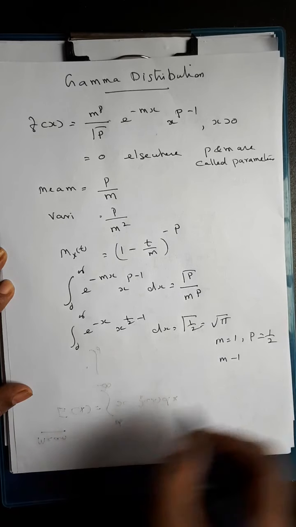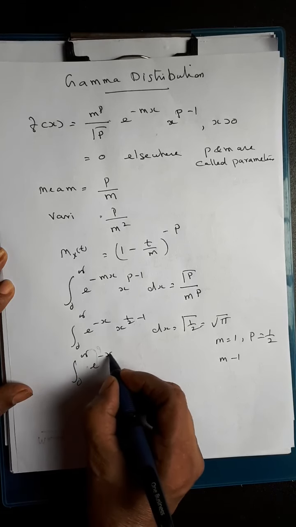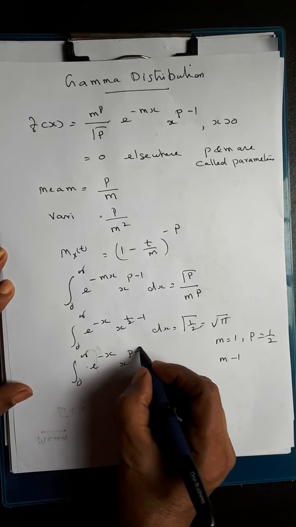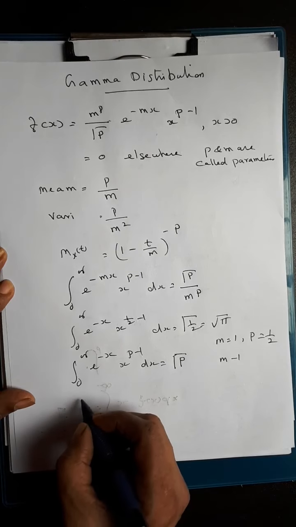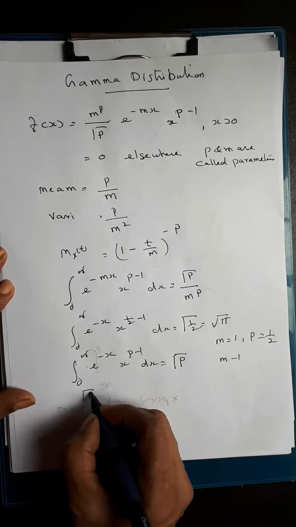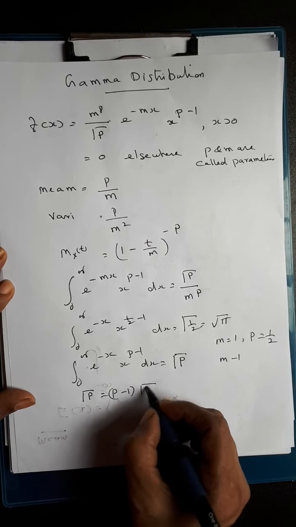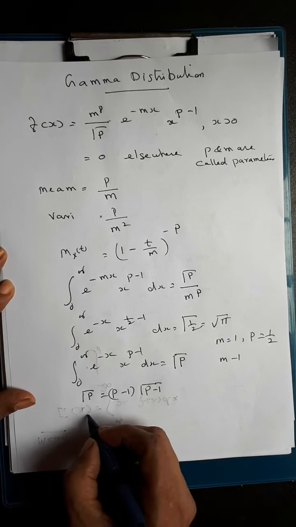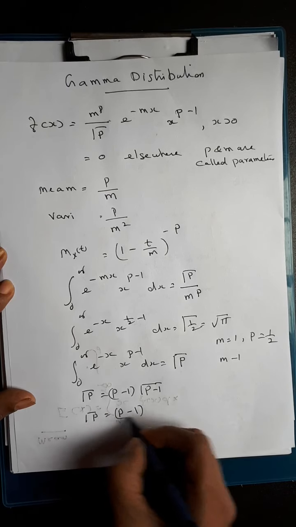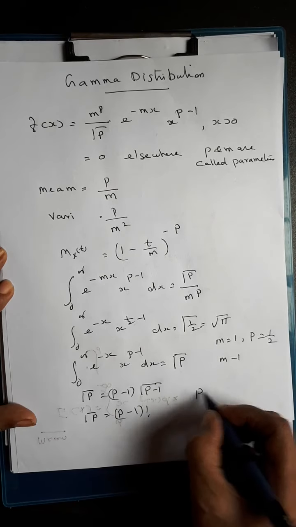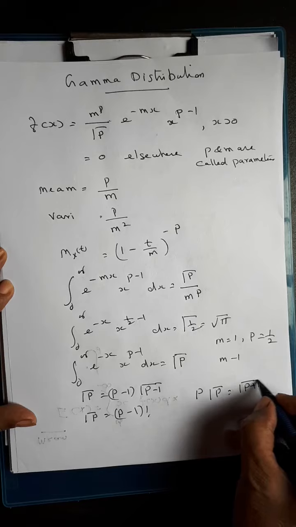If m equal to 1, we can rewrite this expression again as integral 0 to infinity e raised to minus x, x raised to p minus 1 dx, which is gamma p. And we know that gamma p is p minus 1 into gamma p minus 1. Again, gamma p is equal to p minus 1 factorial. p into gamma p is gamma p plus 1.